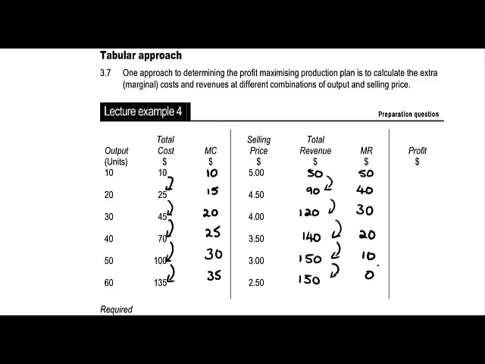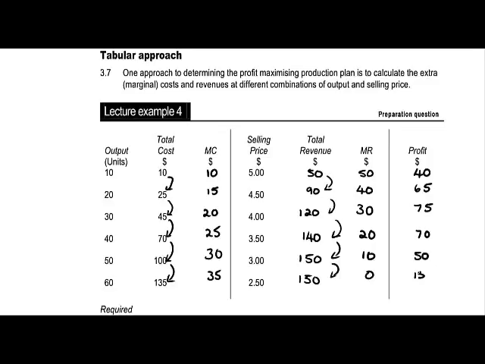Now, if we look at the profit figures, what we need to do is to take the total revenue and deduct the total cost. So the profit at 10 units is 40. Total revenue minus total cost at 20 is 90 minus 25, giving us 65, and so on all the way down, taking the total costs away from the total revenues.